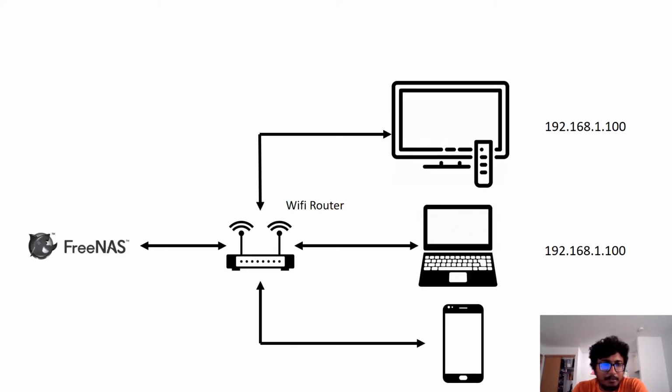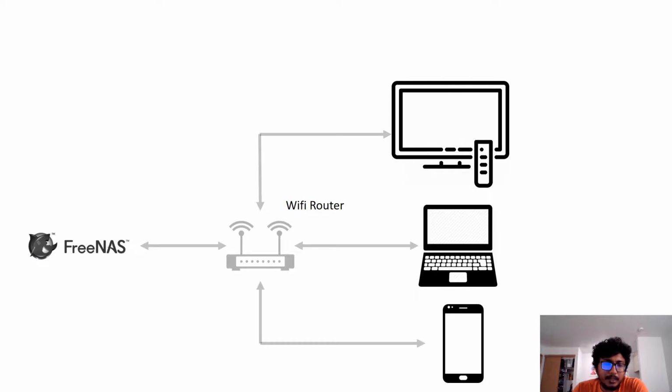Suppose you have a FreeNAS server and you have a Wi-Fi router where the FreeNAS server is connected to your laptop, to your desktop, and your smartphone, and the IP address is 192.168.1.100. So that's a random IP address, but that's the IP. For now, let's suppose that that's the IP address that your FreeNAS server is using.